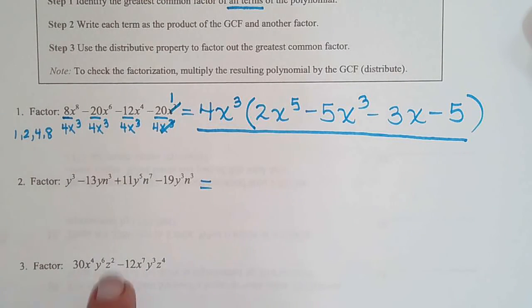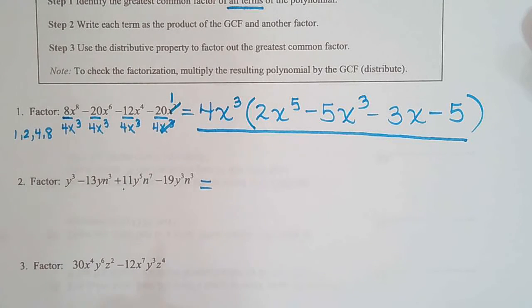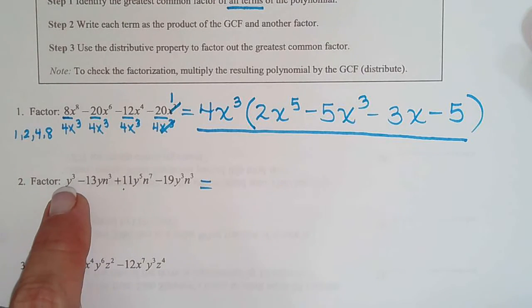Okay, so let's do one more and then you guys can do one. So 19, 11, 13, and 1. All prime numbers. So guess what, folks? There's not a number common besides 1. But that doesn't mean there couldn't be variables common. So y?